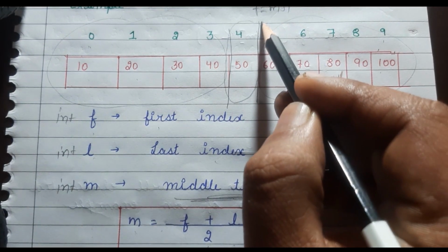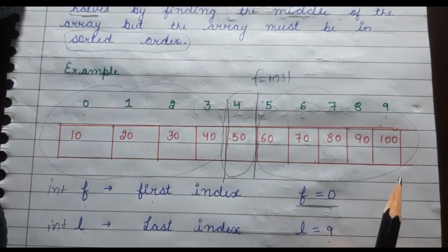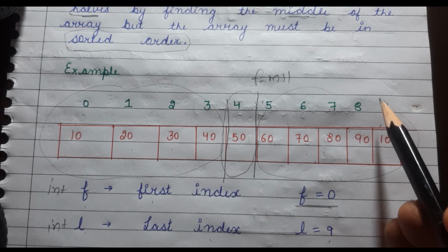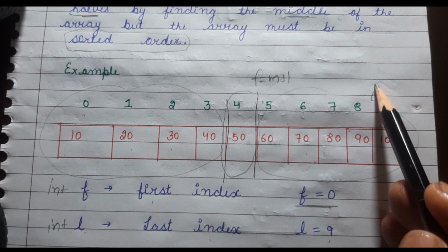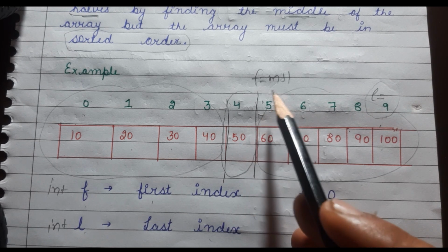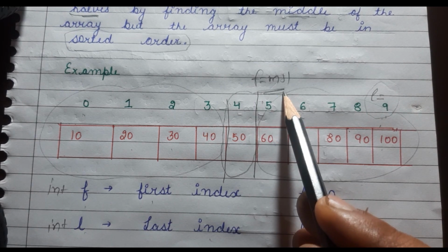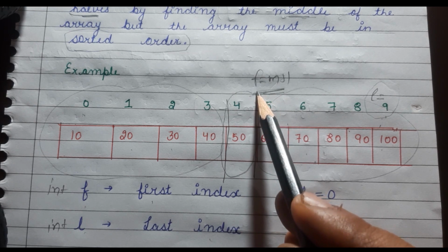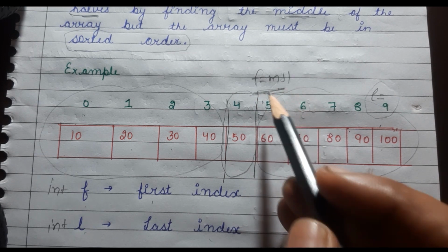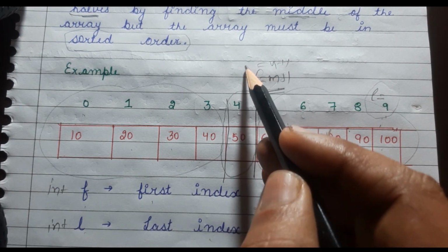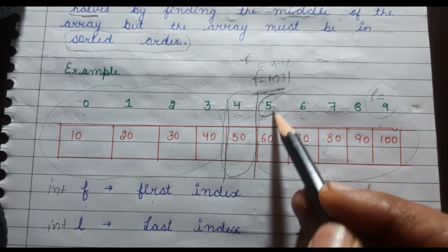If your element is in the second half, there is no need to update the value of l. Now we update the value of the first index. First index becomes f is equal to m plus 1. m has the value 4, 4 plus 1 is equal to 5. So now first index becomes 5.